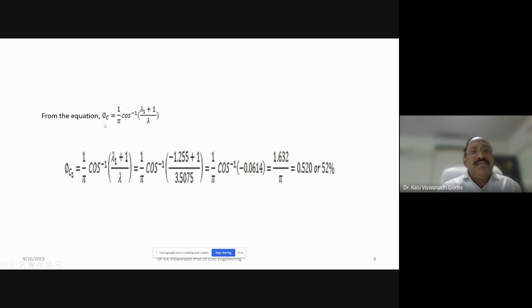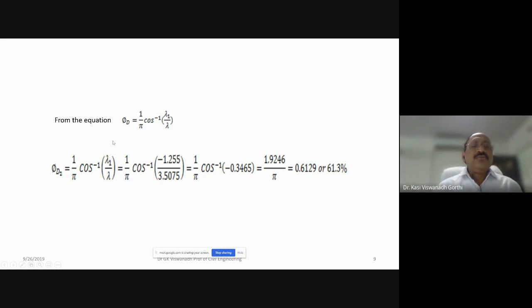Similarly, phi C is 1 by pi cos inverse of lambda, 1 plus 1 by lambda. Substituting that value, you will get 52% as the pressure at the junction point. Phi D at the bottom of the intermediate pile is 1 by pi cos inverse of lambda, 1 by lambda.